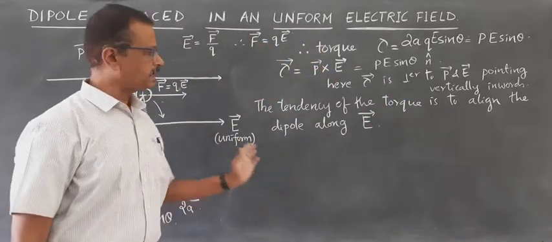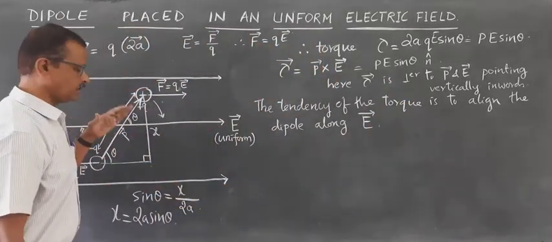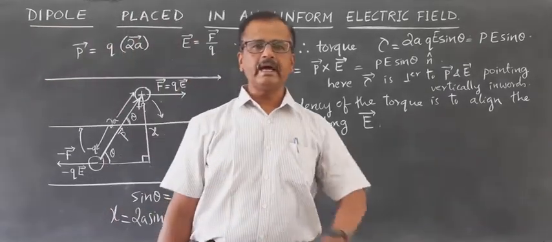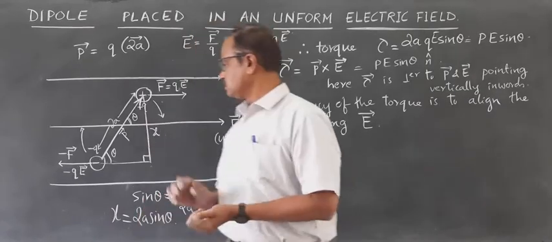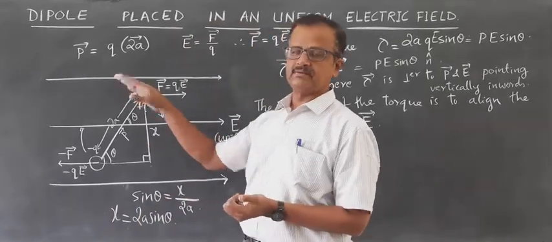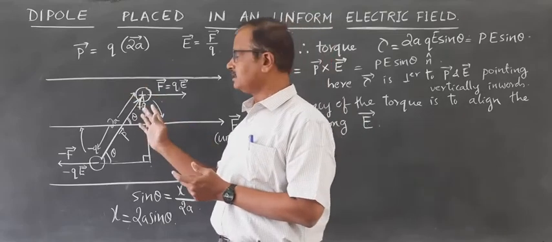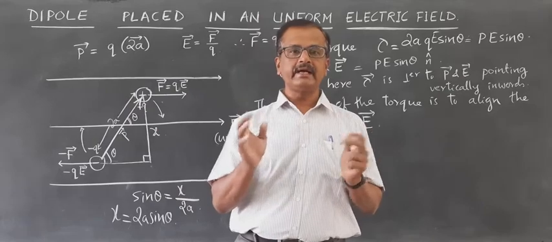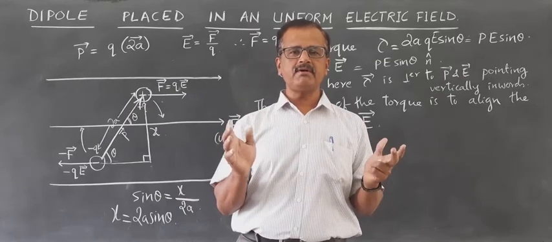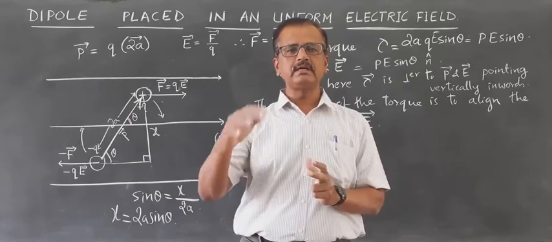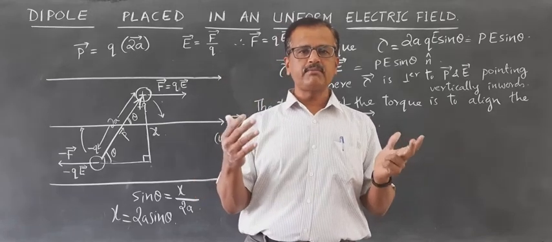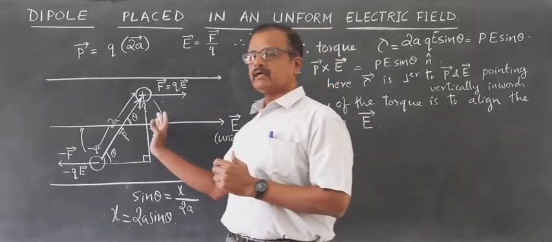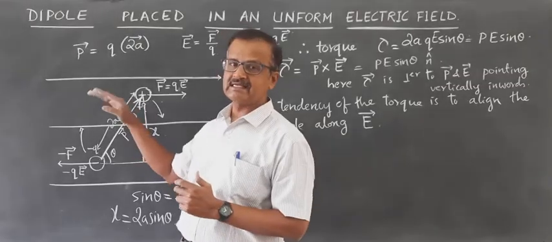So in doing so, the electric field does work in turning this dipole along the direction of electric field. The work done against the electric field, if I turn it back against the electric field, is stored in the dipole as dipole potential energy, which we will learn later. Calculation of dipole potential energy is done by calculating work done in turning this dipole against the electric field.